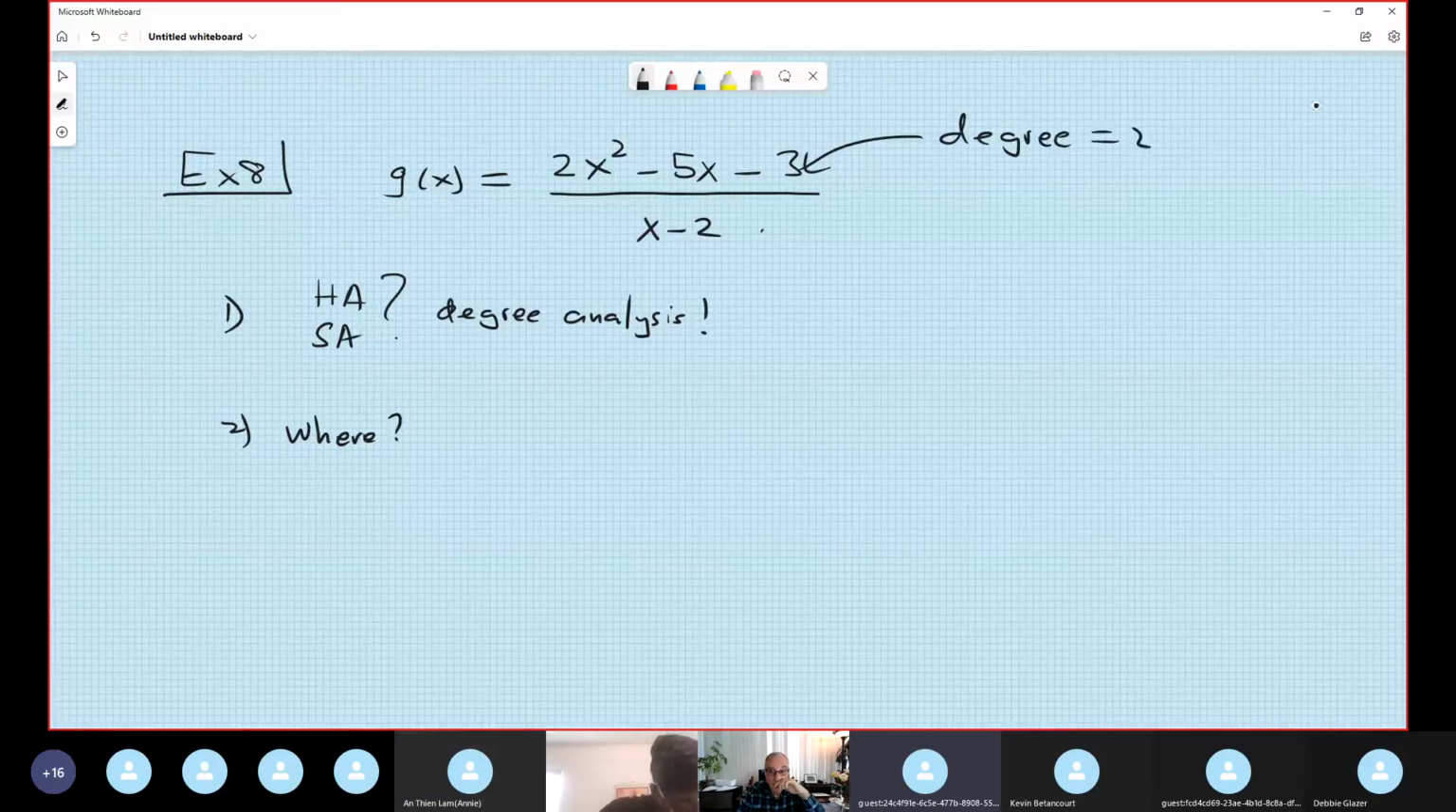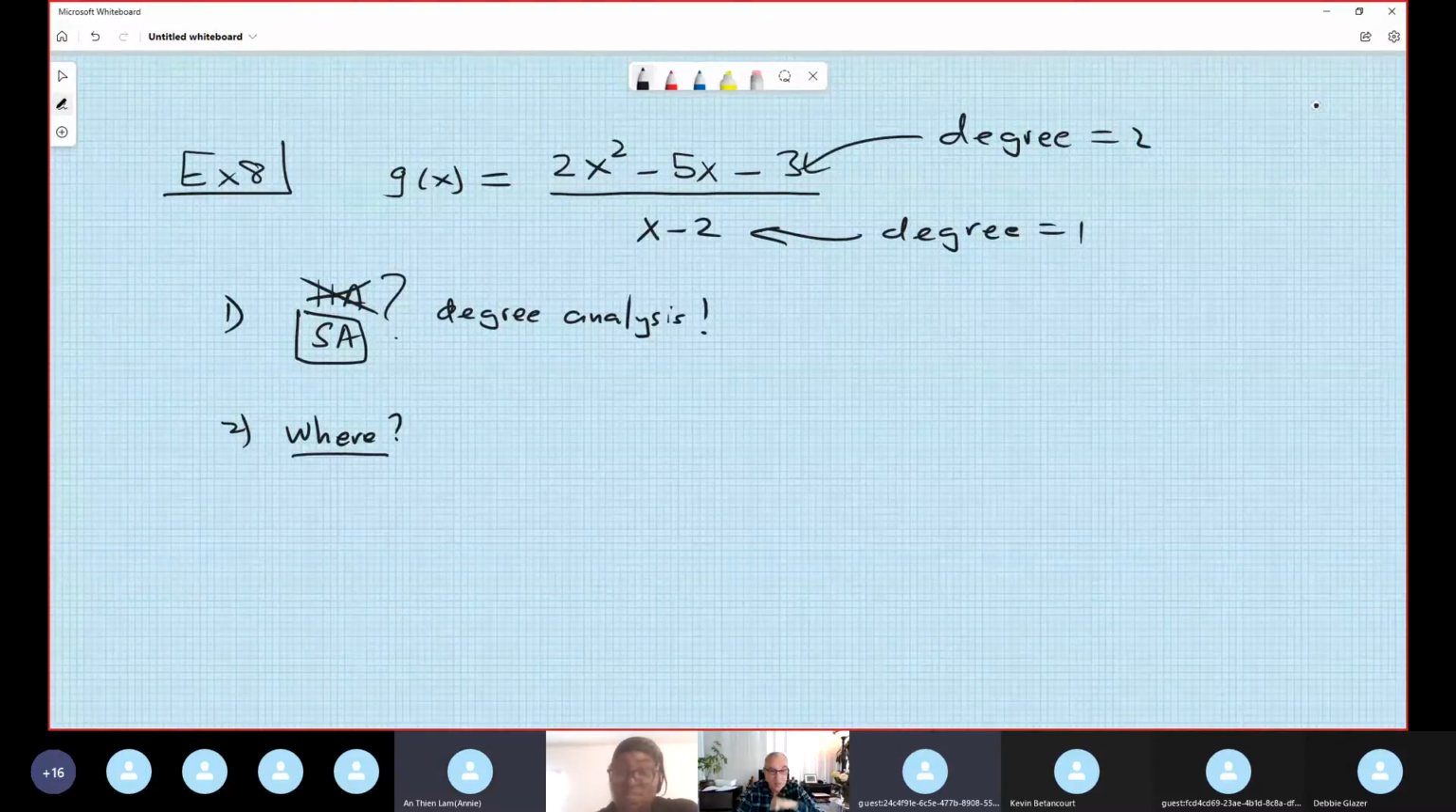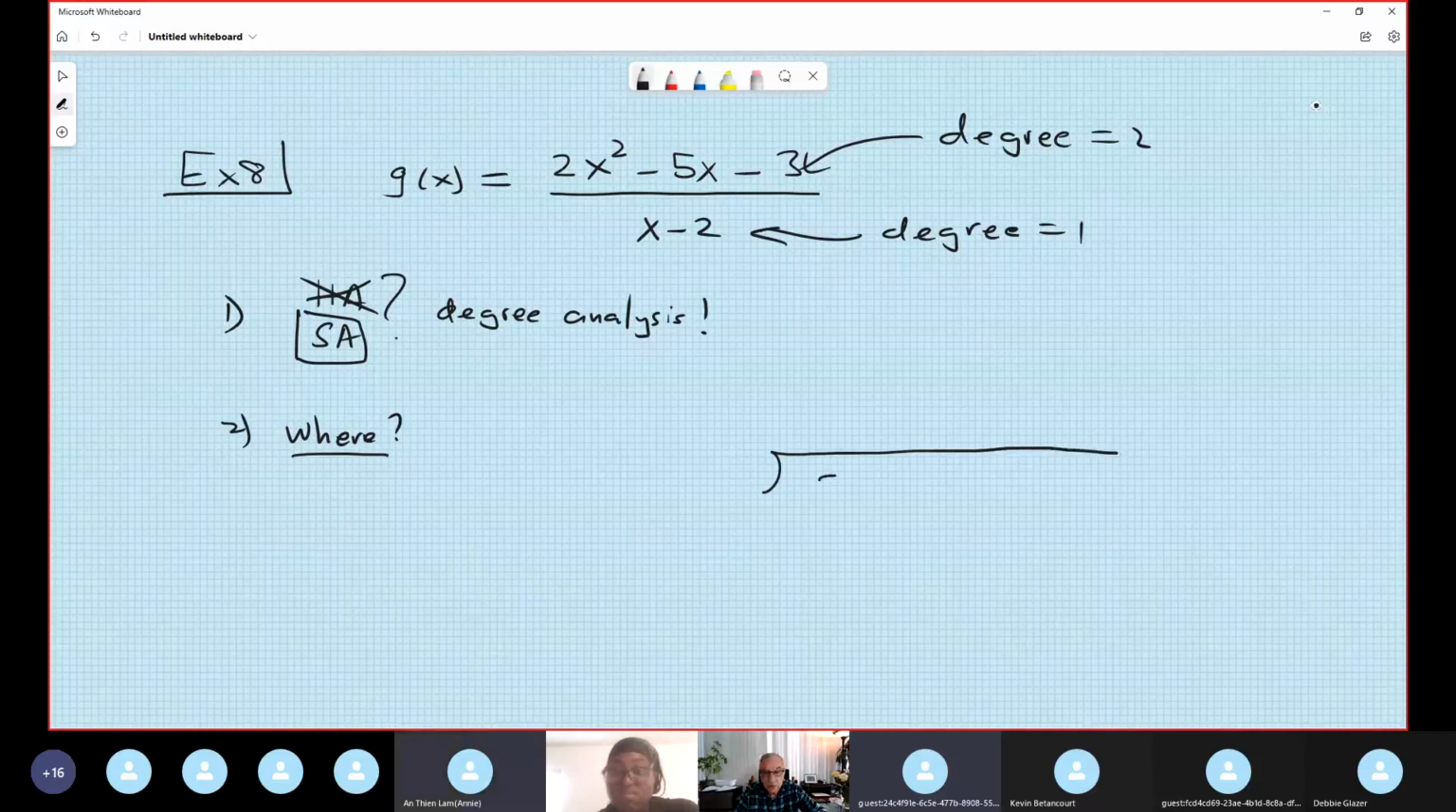So what do you think, Miss? Slant. Slant, for sure. She said slant, professor, slant. Horizontal, no. Totally discard. To determine where is more complicated, because I need to do the long division. See? 2x squared minus 5x minus 3, divided by x minus 2.